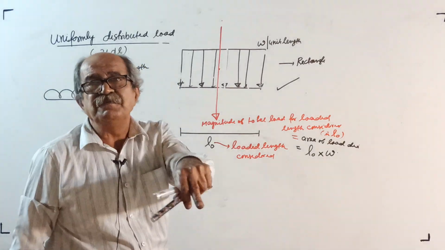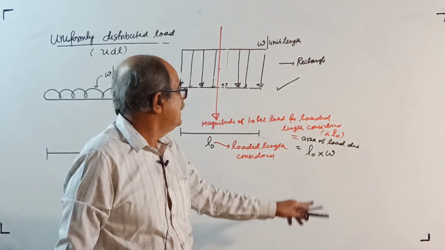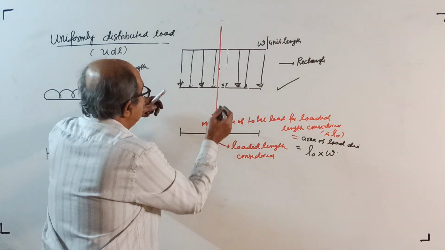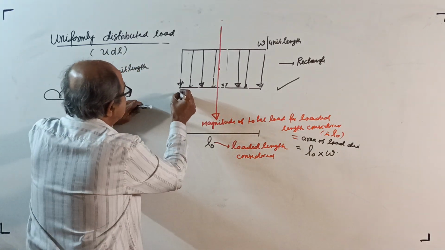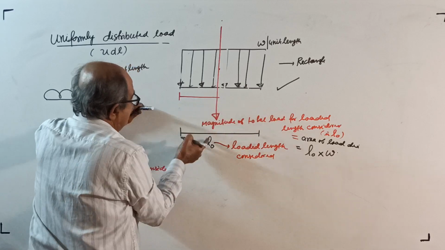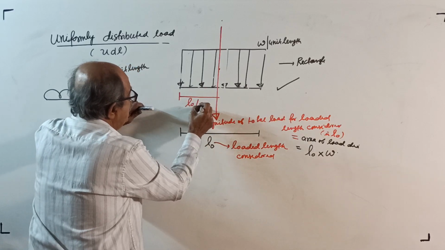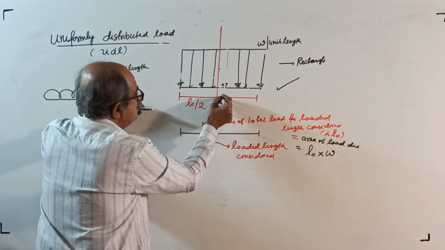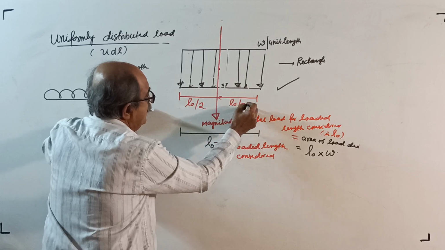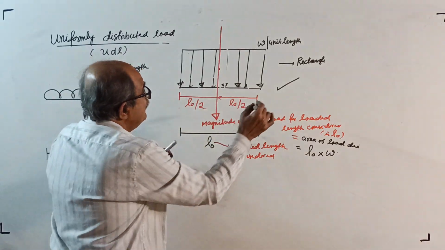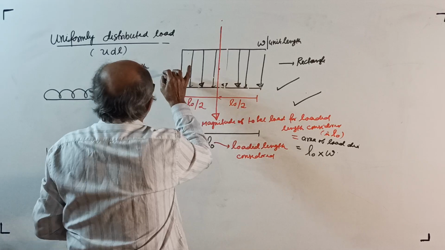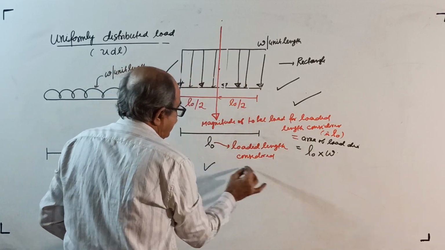This I told last time. Last time I told rectangle. And the result, that load will pass from here at L0 by 2, from here also L0 by 2. This is technically correct. See, correct.